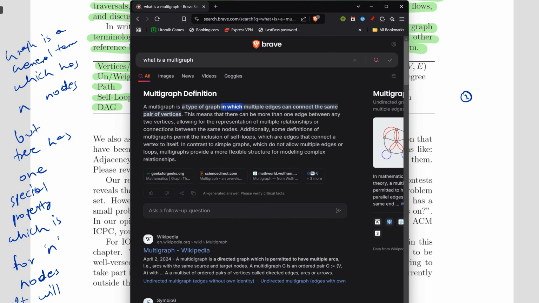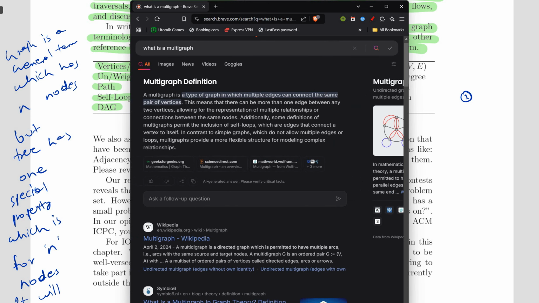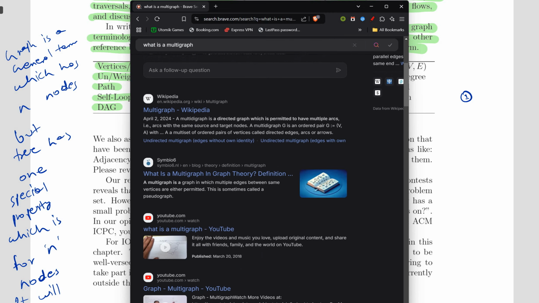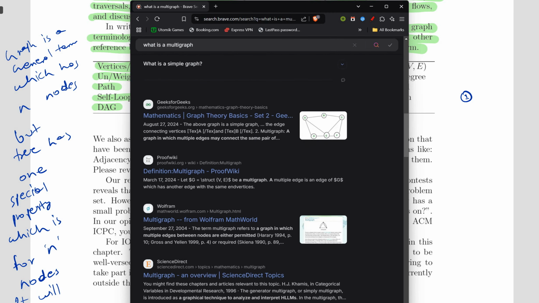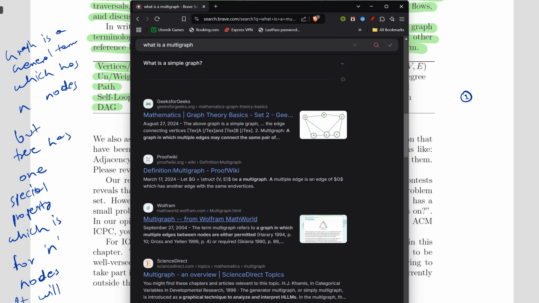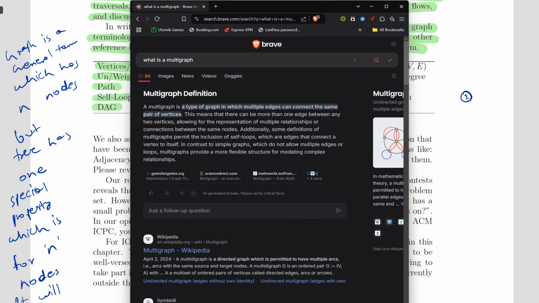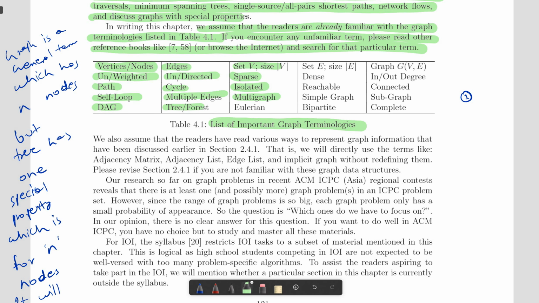Multigraph is a type of graph in which multiple edges can connect the same pair of vertices. So what does it mean? If I talk about multigraph, you can say a multigraph is nothing but a type of graph in which multiple edges can connect the same pair. Okay, so let me tell you what a multigraph is.